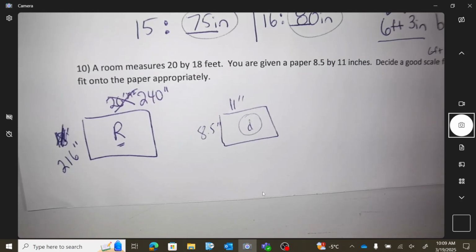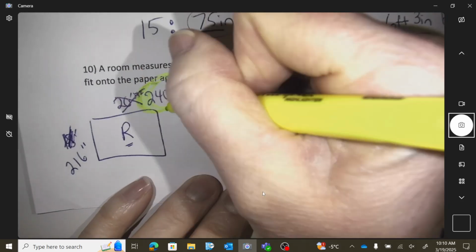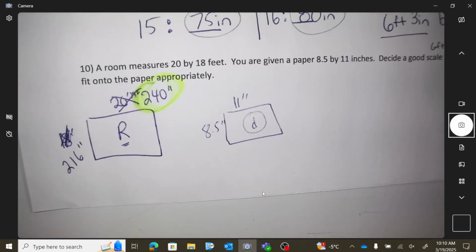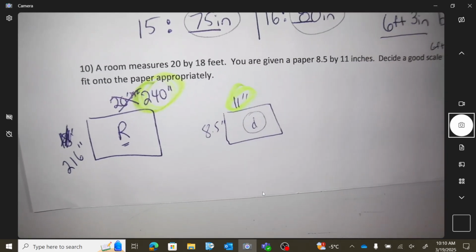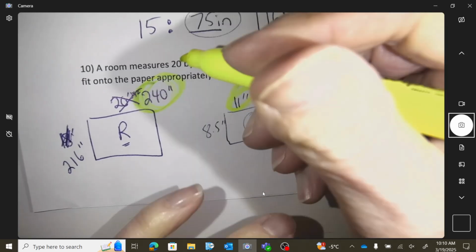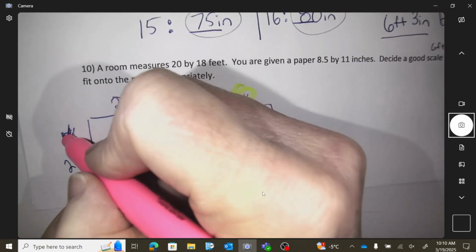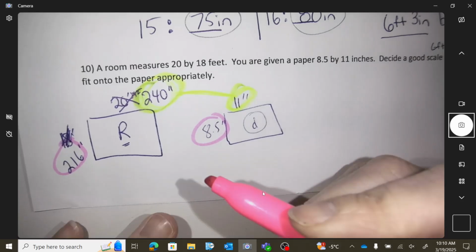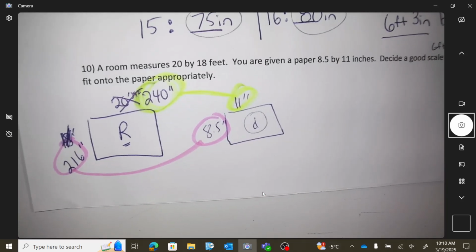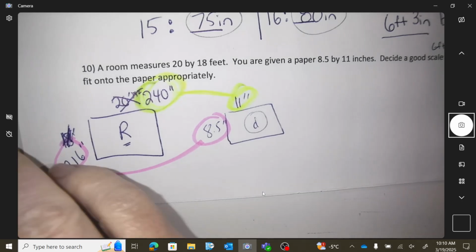Okay, so what I'm going to do is I'm going to connect, obviously, the longest side of my bedroom. When I draw it on the paper, would it not make sense to put the longest side of the bedroom on the longer side of the paper? Does that make sense? So I'm going to connect those numbers together, and I'm also going to connect the shorter side of the bedroom to the shorter side of the paper. Can you tell me what those would divide to be? Each of them.